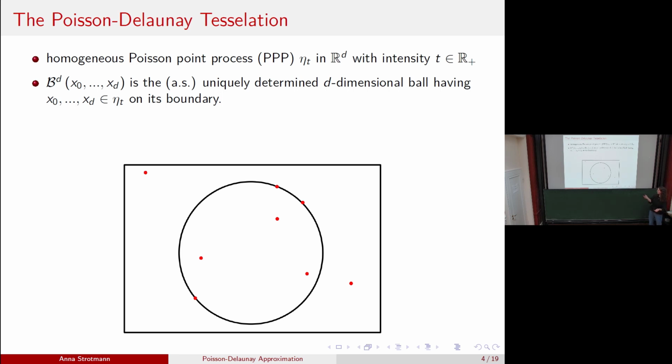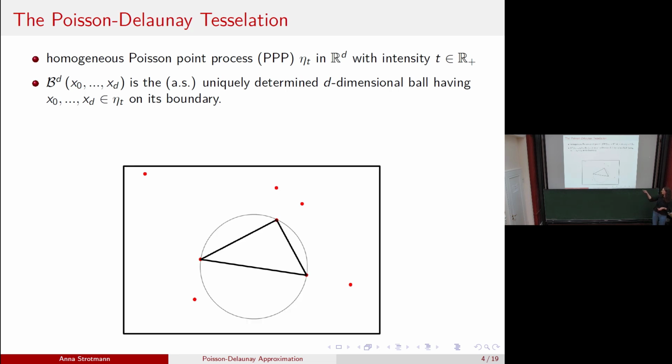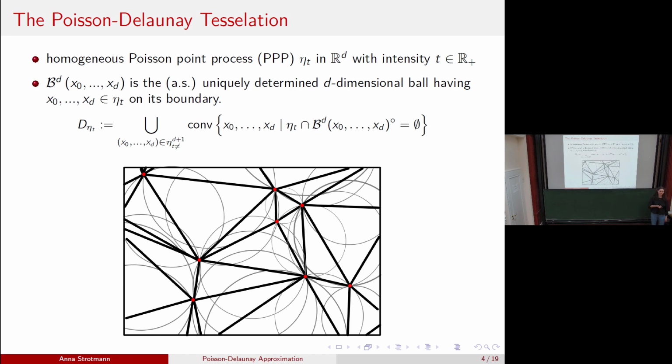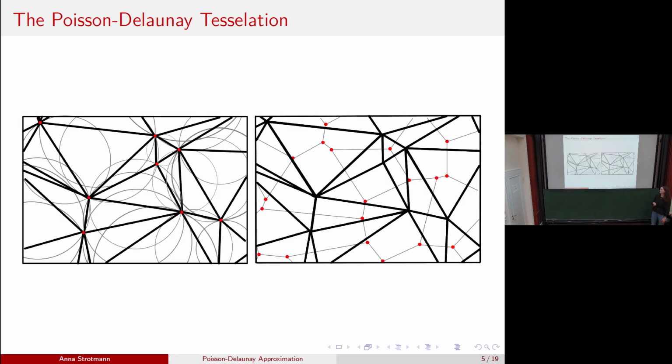So, for example, these 3 points here in the picture form a ball, but since there are other points of the Poisson point process inside of this ball, these 3 points do not form a Delaunay cell. But, for example, these 3 points form a cell since the ball determined by these points does not contain any further points of the point process. Again, the union of all Delaunay cells is called the Poisson-Delaunay tessellation, and as you can see here, both ways of construction lead to the same result.